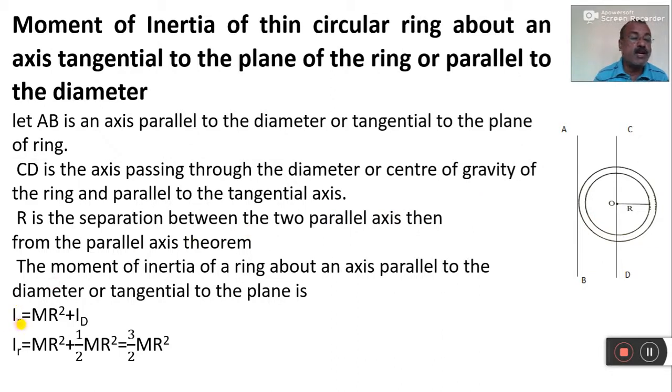Therefore, the moment of inertia of a ring about an axis parallel to the diameter or tangential to the plane is given by m r squared plus Id. I is equal to m r squared plus half of m r squared, which is equal to 3 by 2 m r squared.